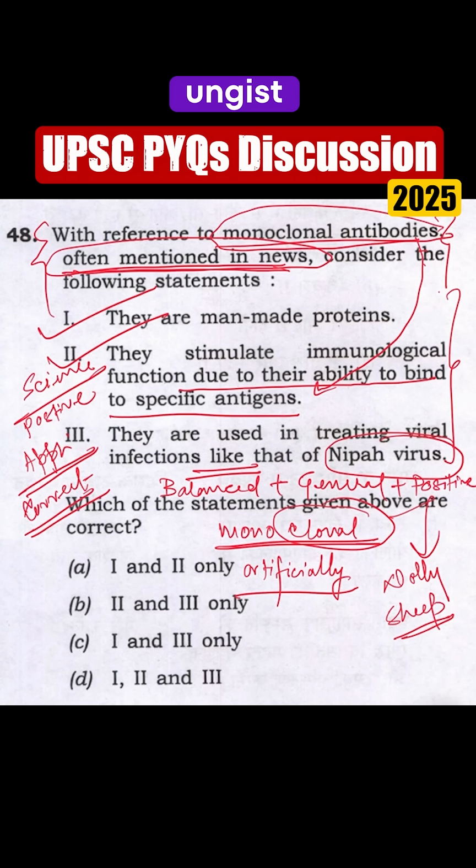Often mentioned in the news, Nipah virus has been in the news, right? So a particular antibody has been manufactured, which is a monoclonal antibody that is able to fight a virus which is in the news, that is Nipah virus. We can solve this question in below 20 seconds.